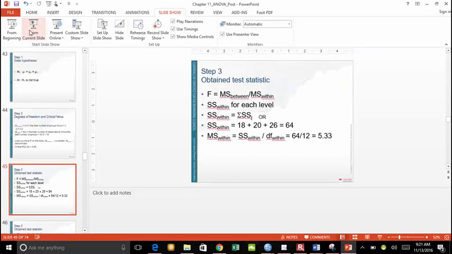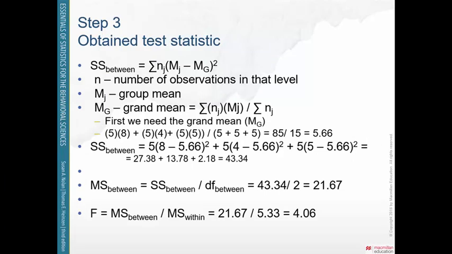This is the one that was a little bit of a bigger calculation, which is you add up the number of people in group 1 times the mean of that group minus the grand mean squared. And you do that for all the groups. We have the grand mean. We already calculated it as 5.66. Remember, you could use this formula, but you could also just add up all the scores and divide by the number of scores. To me, that's probably the easiest.